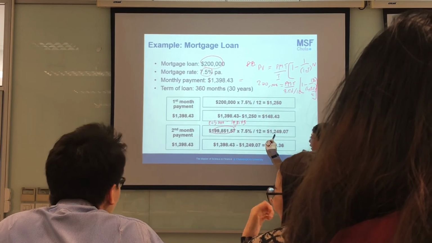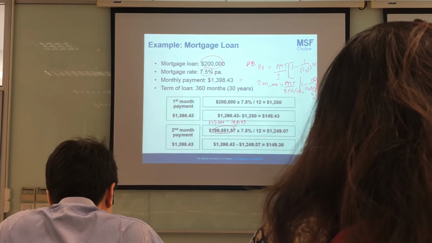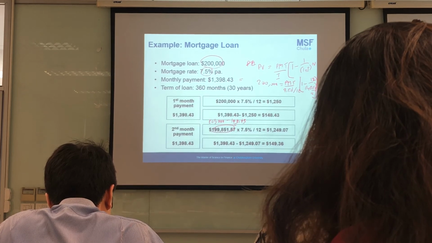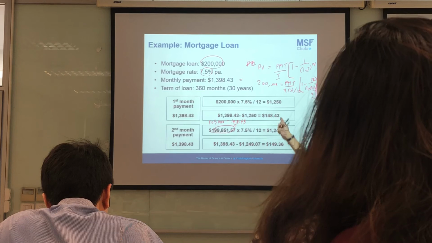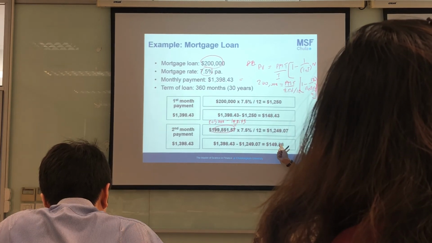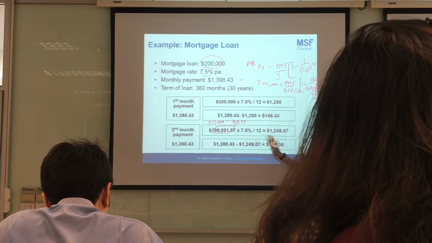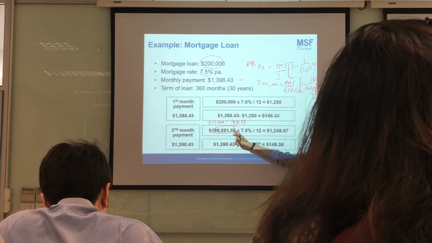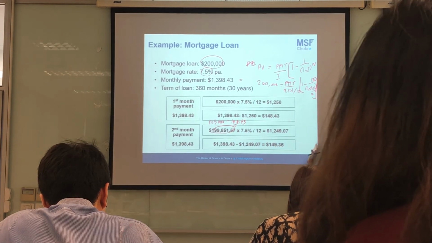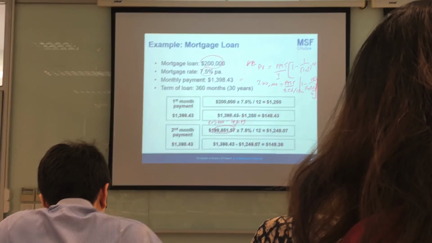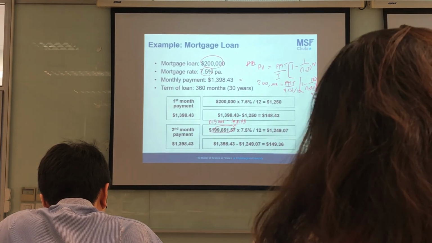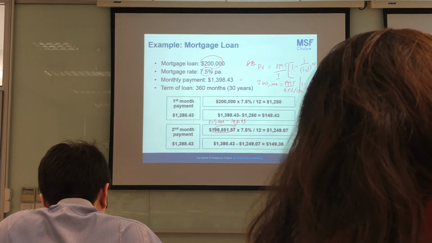Month 2, 1249.007. So the principal payment would be slightly higher than month 1. Then at the end of month 2, the principal would be the beginning balance subtract this, and you get the loan outstanding at the end of month 2. And move on like this.